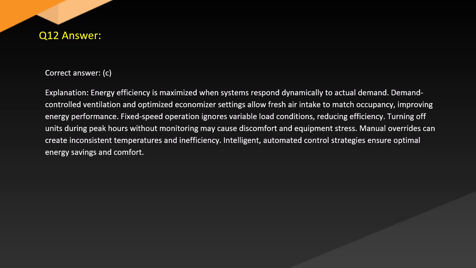Answer. Correct answer: C. Explanation. Energy efficiency is maximized when systems respond dynamically to actual demand. Demand control ventilation and optimized economizer settings allow fresh air intake to match occupancy, improving energy performance. Fixed speed operation ignores variable load conditions, reducing efficiency.